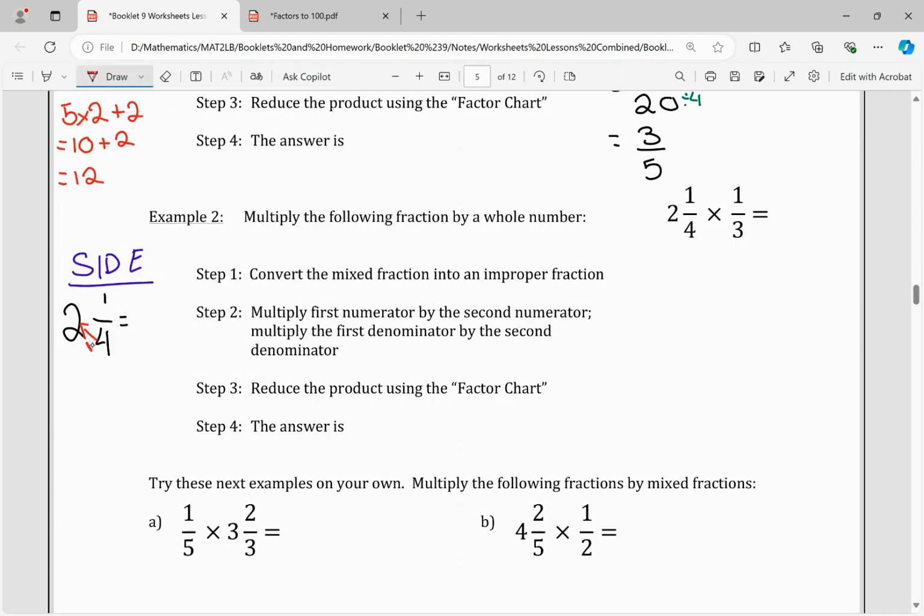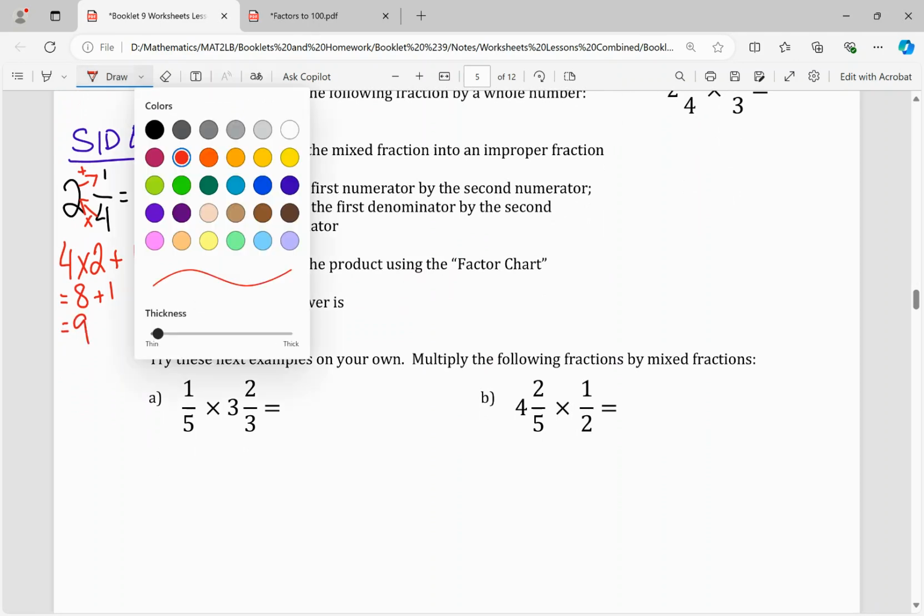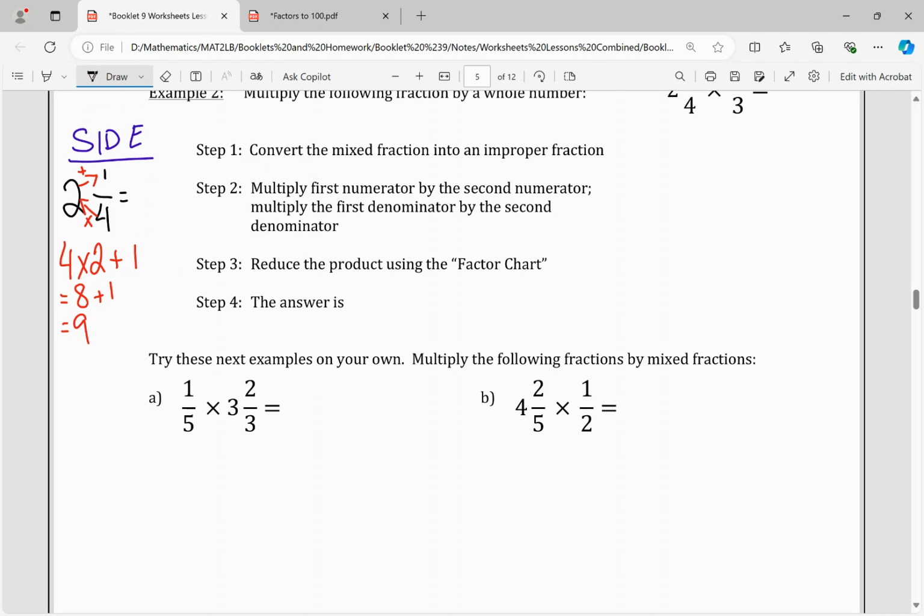Remember, multiply the denominator by the whole number, and then add the numerator. So that is 4 times 2 plus 1. Start with the multiplication. 4 times 2 is 8. And next comes the addition. 8 plus 1 is 9. Remember, that math gives us our new numerator. So this becomes 9 over 4. The denominator stays the same.